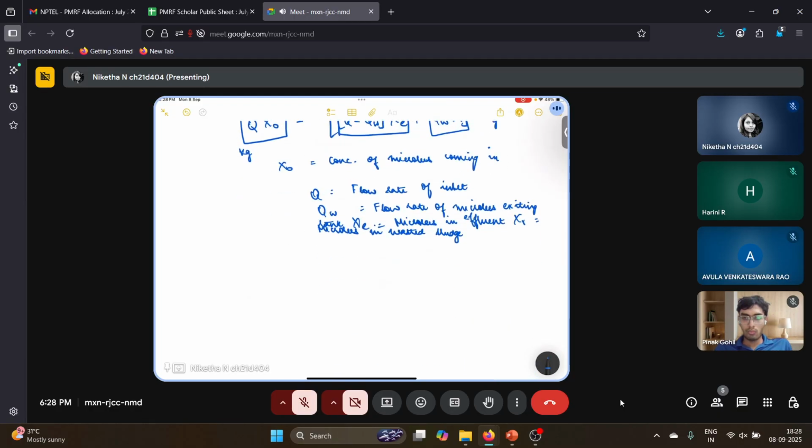And then we have the next term, which is the rate of growth of microbes in the tank. That is represented by Rg, and V is the volume of the tank.